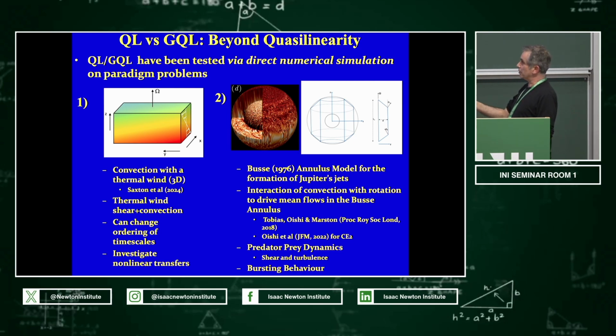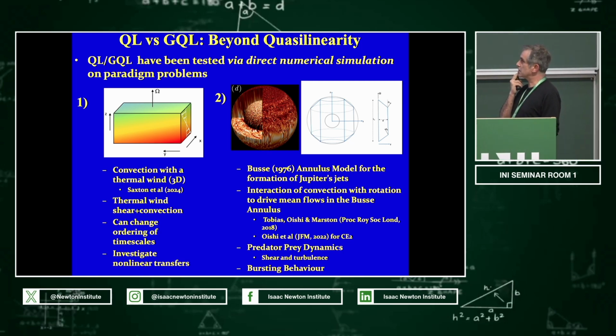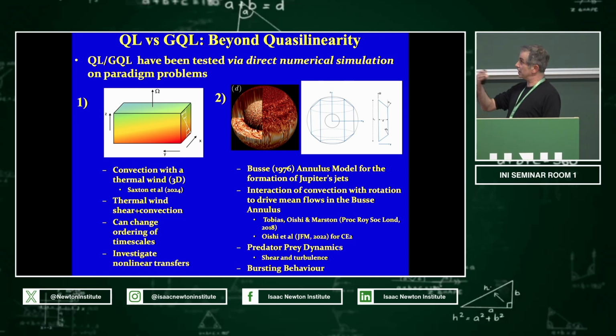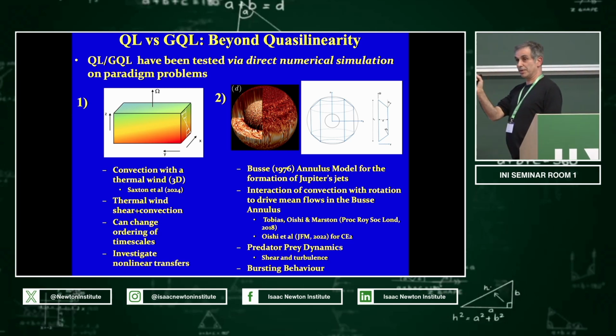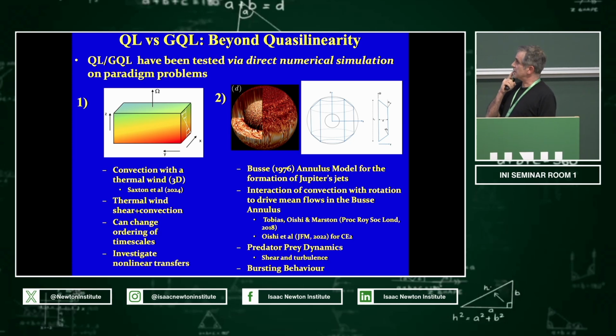The second problem I'm going to talk about is a simple model of the generation of jets in Jupiter called the Busse Annulus. It's the interaction of convection with rotation to drive mean flows. This is one where the mean flows are driven by an instability, and the instability is convection. We've heard some talks about instabilities at very small scales driving systematic flows. This is an instability of convection driving systematic flows.